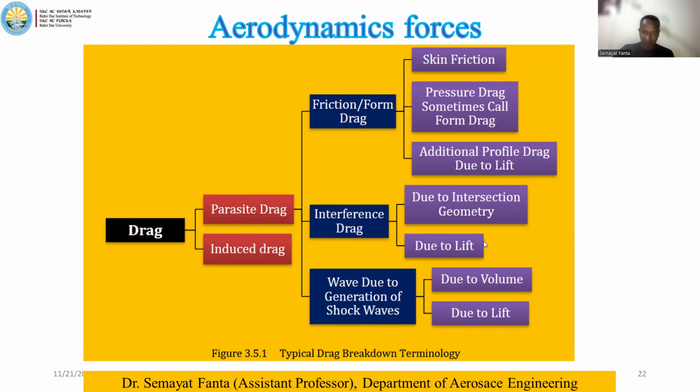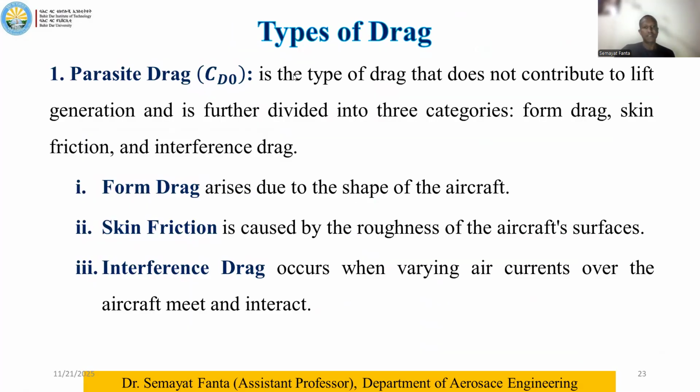Drag due to lift, that is CL square, comes from this point. Again, wave drag is also categorized into drag due to volume and drag due to lift. So these are some classifications. The same classifications are here: parasitic drag, CD naught, which includes form drag, skin friction, and interference drag.